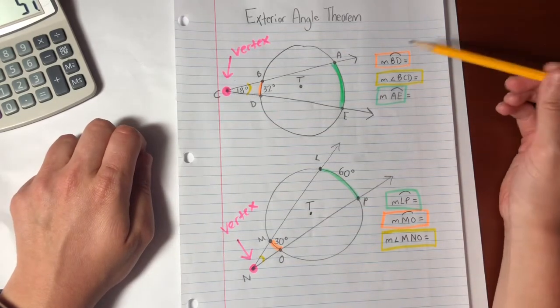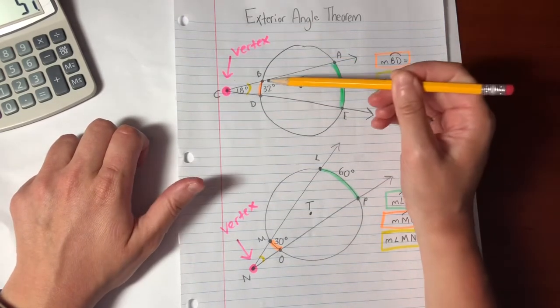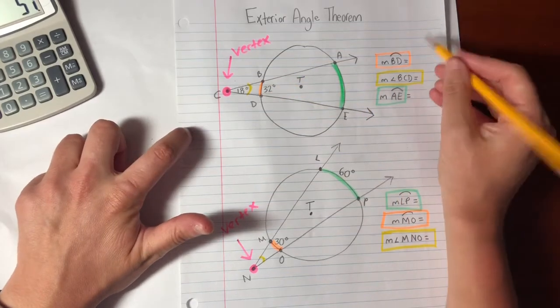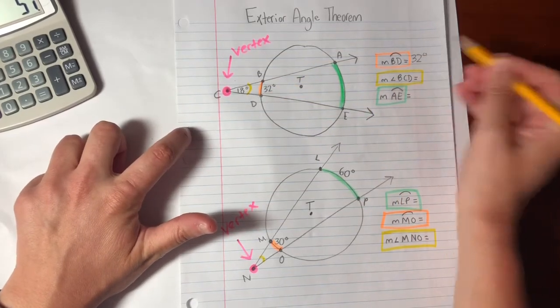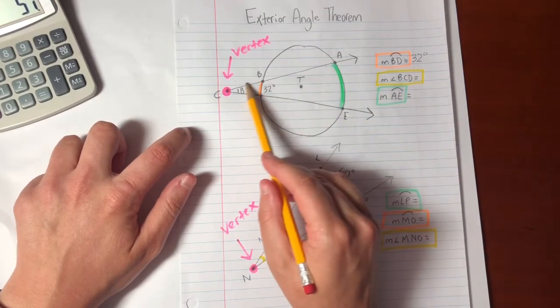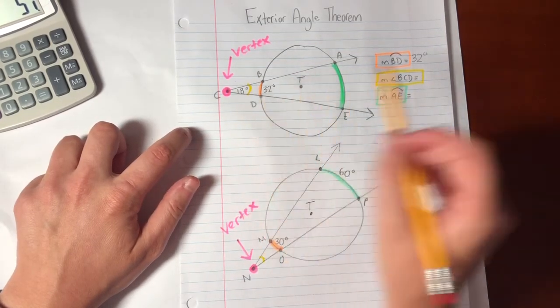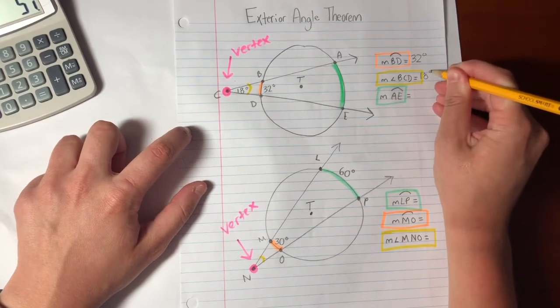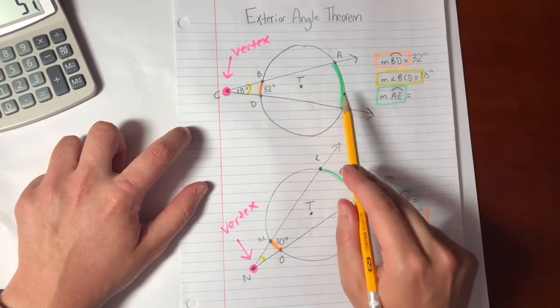Looking at our information, it's saying find the measurement of arc BD. So I'm looking for BD, here it is, and the arc is 32 degrees. And then the measurement of angle BCD, so angle BCD, highlighted here with the yellow, is 18 degrees. And they're asking us to find the measurement of arc AE.